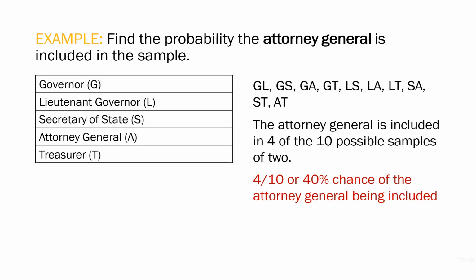In this example, it's asking us to find the probability that the Attorney General is included in the sample. We already have our samples listed here, and all we need to do is figure out how many times the Attorney General pops up, and that's A. So we've got 1, 2, 3, and 4. The Attorney General is included in 4 of the 10 possible samples of size 2, and that makes it 4 out of 10, or a 40% chance of the Attorney General being included.